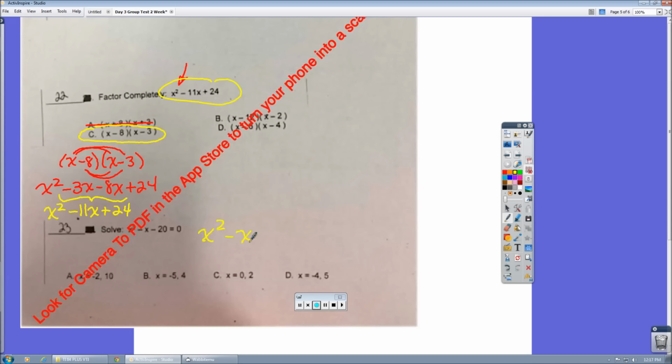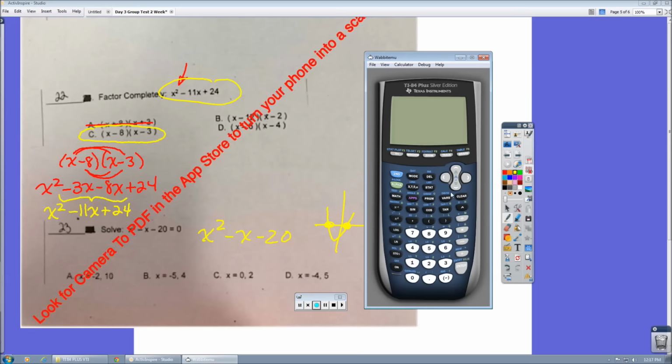x squared minus x minus 20, it says solve. Well, to solve it, you're simply just going to graph it and figure out where it crosses the x-axis. I'm just kind of giving you a little visual representation there. So go under the y equals, and we're going to type in x squared minus x minus 20.